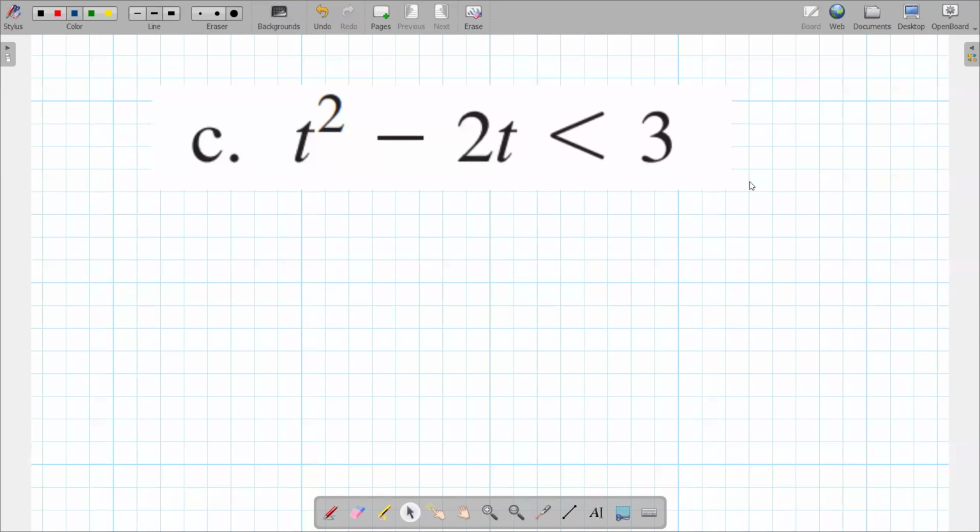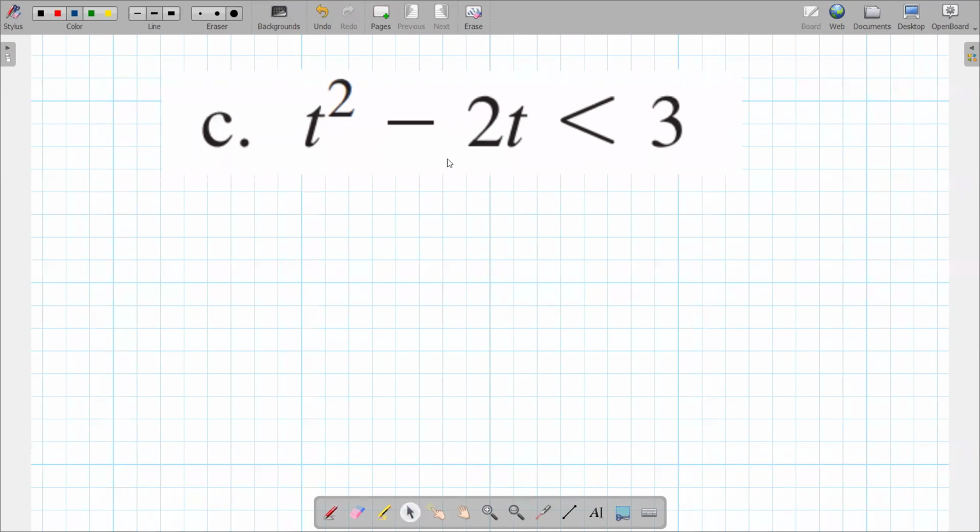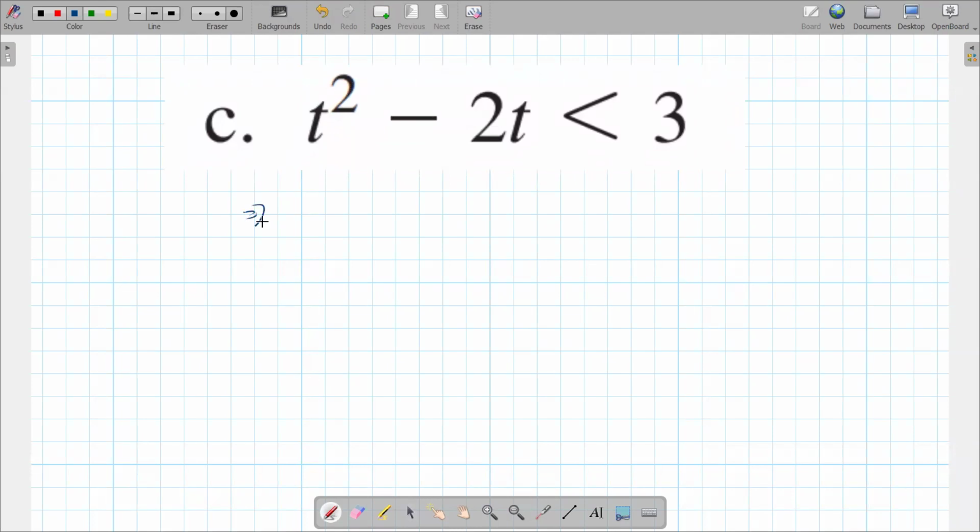Anyways, we're trying to solve this inequality. It's a quadratic inequality, so it's not as easy as the previous linear one. Here we have t squared minus 2t is less than 3. For a polynomial inequality, it's essentially like an equation: for degree 2 or above, you have to move everything to the same side. So you move the 3 to the other side.